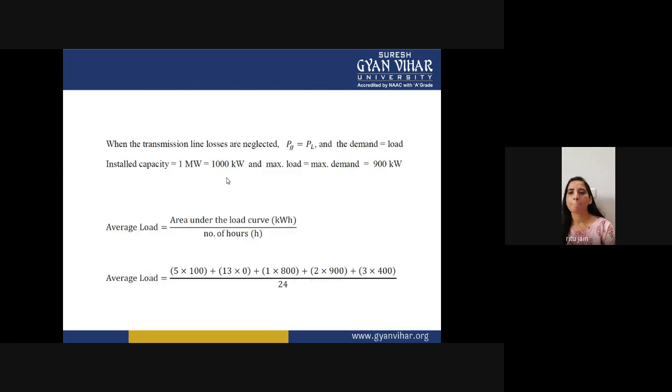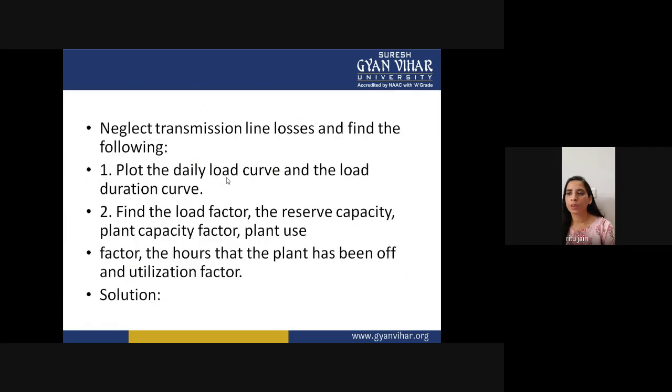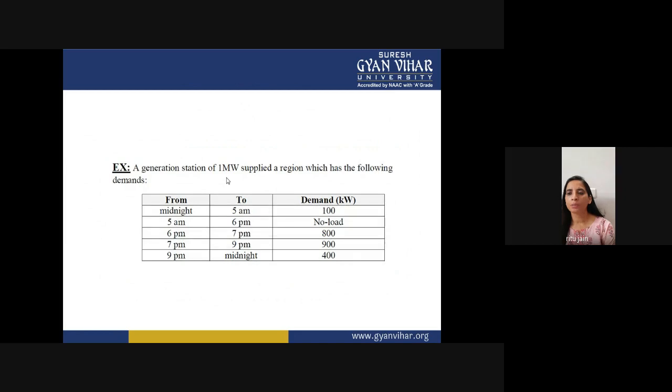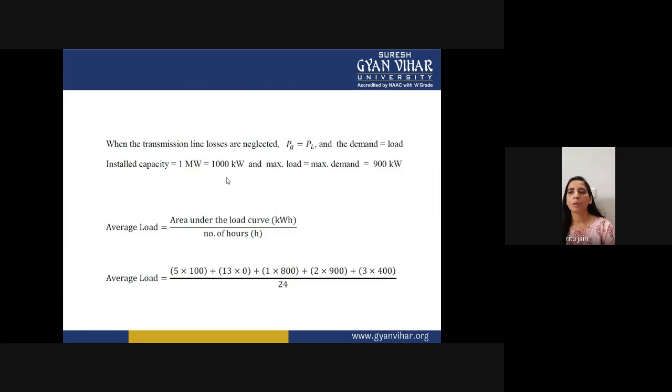Now, 1 megawatt can be written as 1000 kilowatt, and from the table you can see that the maximum demand is 900 kilowatt. The average load is equal to the area under the load curve in kilowatt hour divided by the number of hours, which is the formula of average load. When you draw the graph of the load duration curve, you can easily find this.